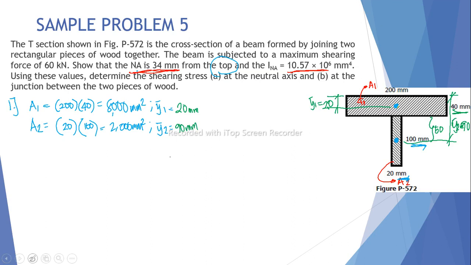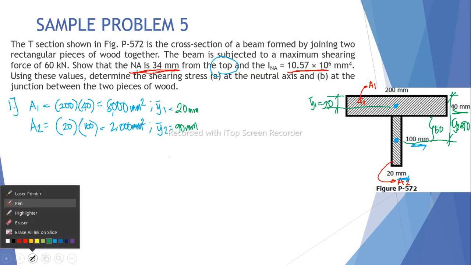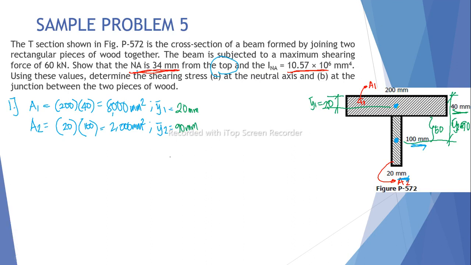Next, how do we get the total area? The total area is area 1 plus area 2. Area total is equal to area 1 plus area 2. So that is 8,000 plus 2,000. So overall, that is 10,000 square millimeters.